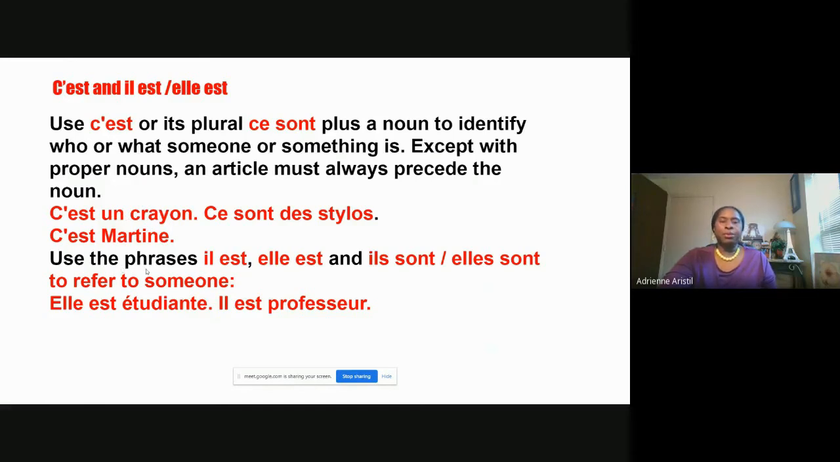Use the phrases il est, elle est, and ils sont, elles sont to refer to someone. Elle est étudiante. Il est professeur.